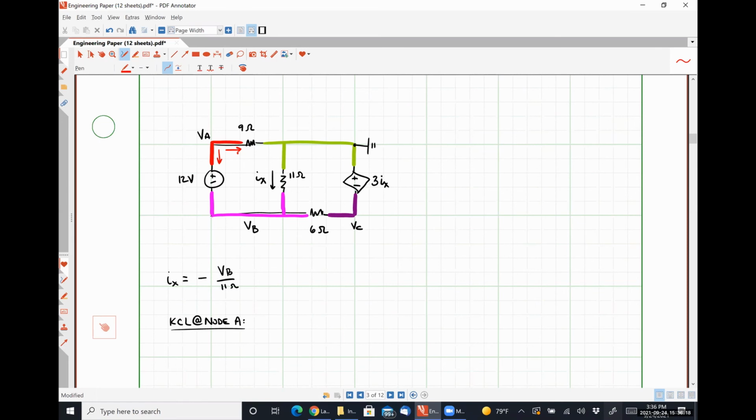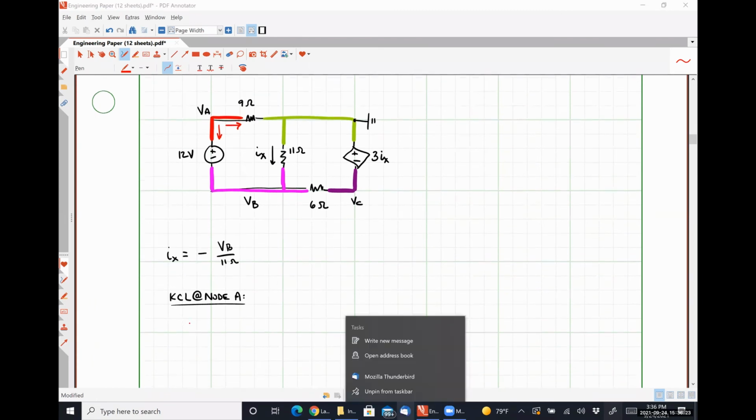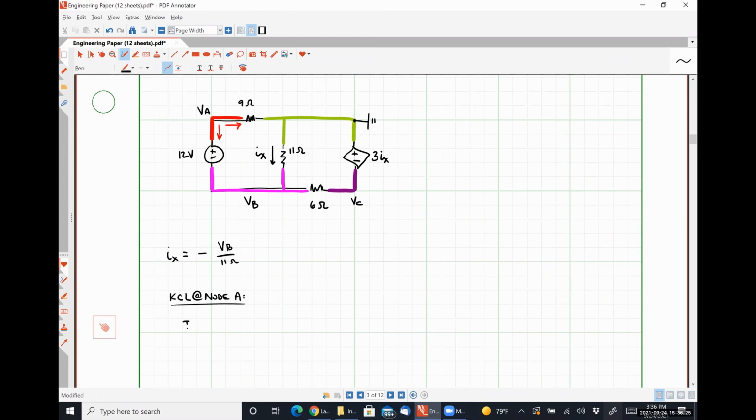So what I'm gonna do, I'm arbitrarily just gonna call this current IVS down. So it represents the current flowing down through my voltage source. Okay? Because that's as good as anything that I can do with it for right now. We're about to get there. Yeah. What's the current flowing to the right? VA over 9.